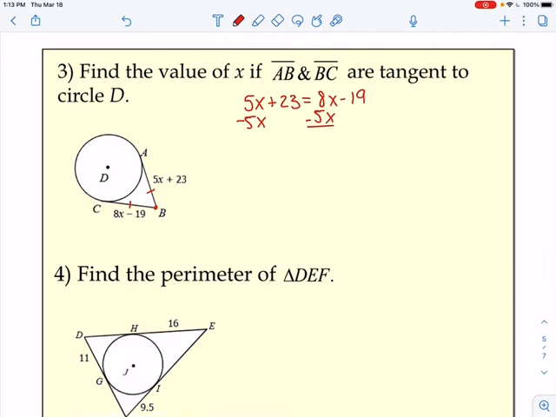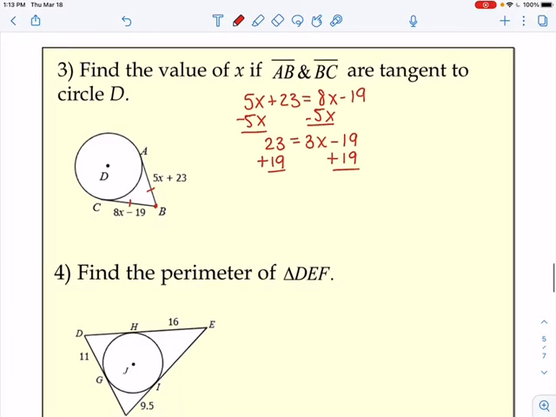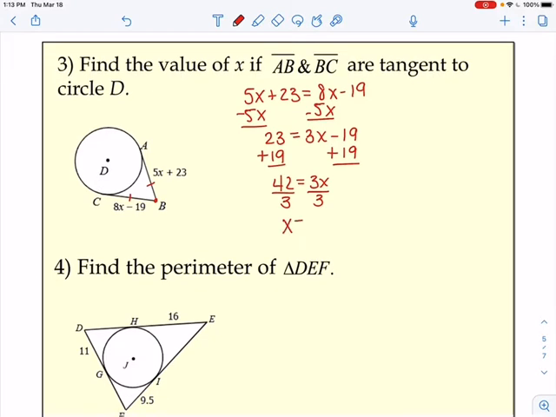I'll subtract 5x from both sides, which will leave me with 23 equals 3x minus 19. I'll add 19 to both sides, and when you add 23 plus 19, you're going to get an answer of 42. So 42 is going to equal 3x. Divide both sides by 3, and when you do 42 divided by 3, you should get an answer of 14. The question asked you to find the value of x. You found x. You don't need to plug it back in. You're done.